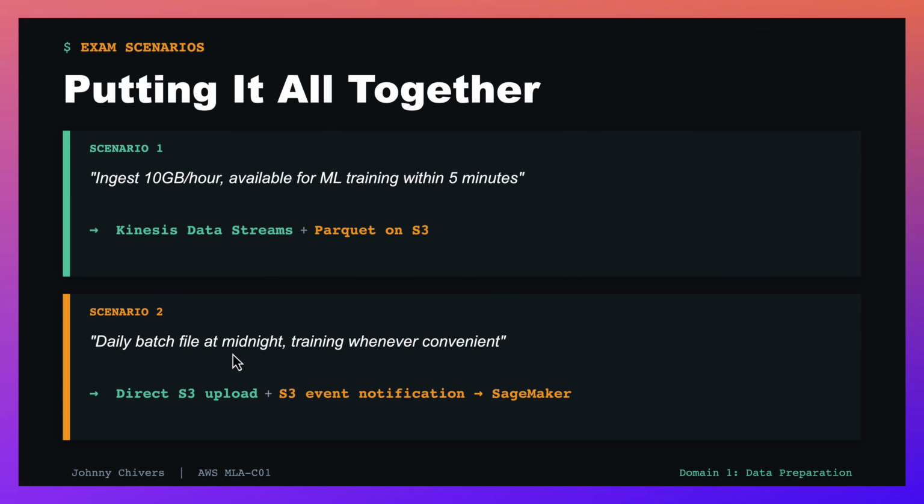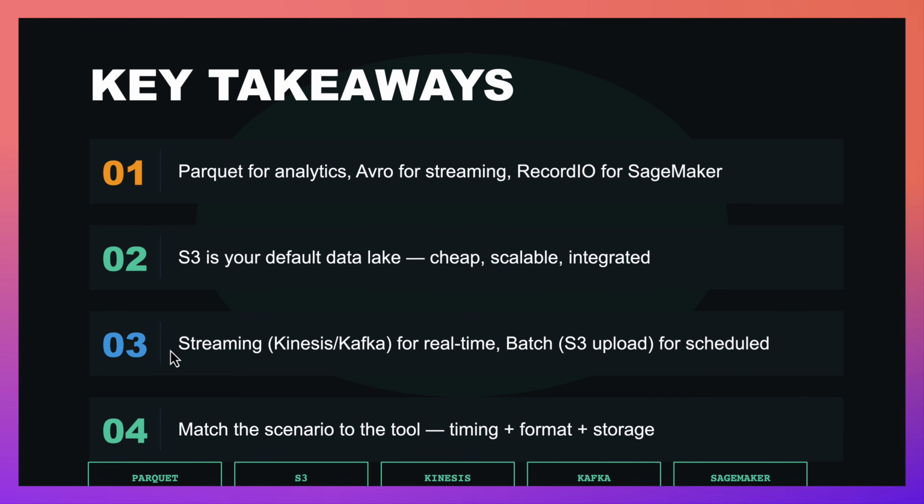Then daily batch file at midnight, training whenever convenient. So we know that with these buzzwords, we're looking at a batch. Therefore, we could direct load up to S3, S3 would do an event notification, and then SageMaker could pick up the training when it wanted. So, real time, batch. And then finally, the key takeaways: Parquet for analytics, Avro for streaming, RecordIO for SageMaker.